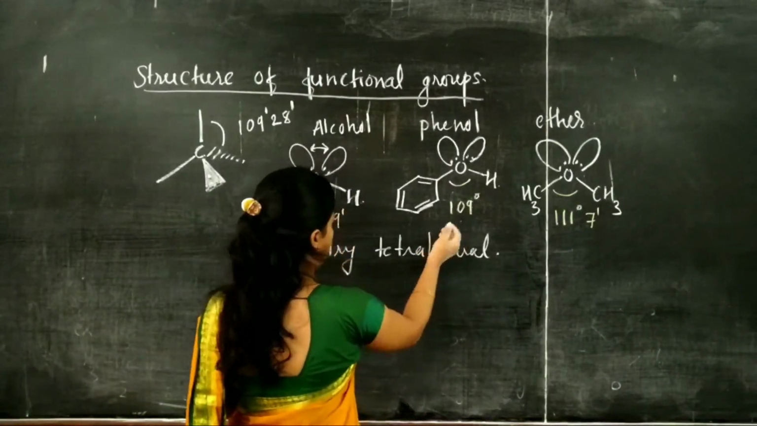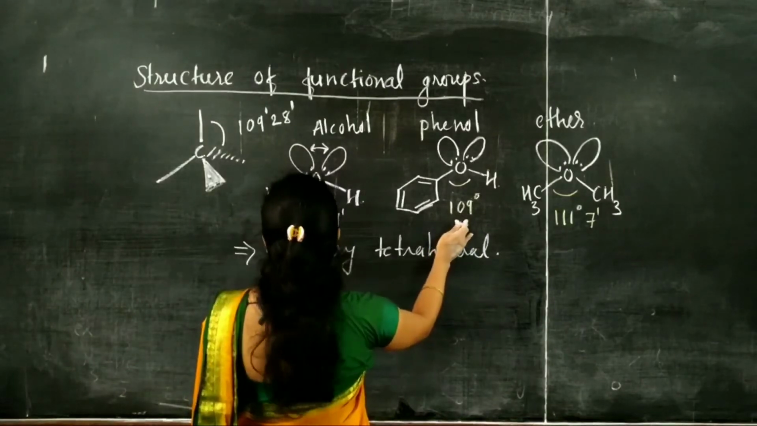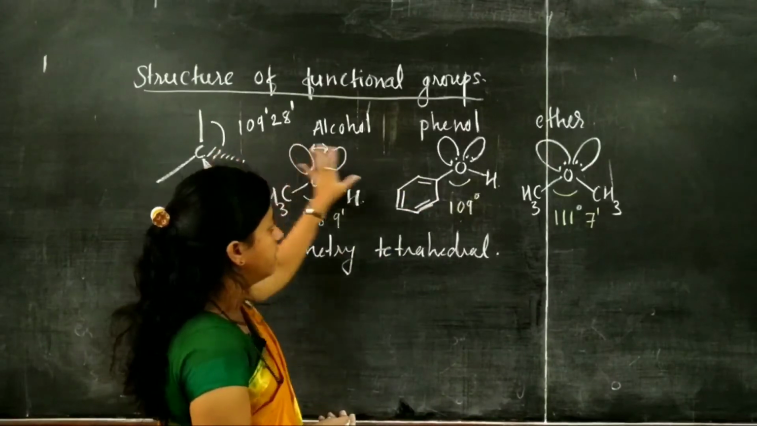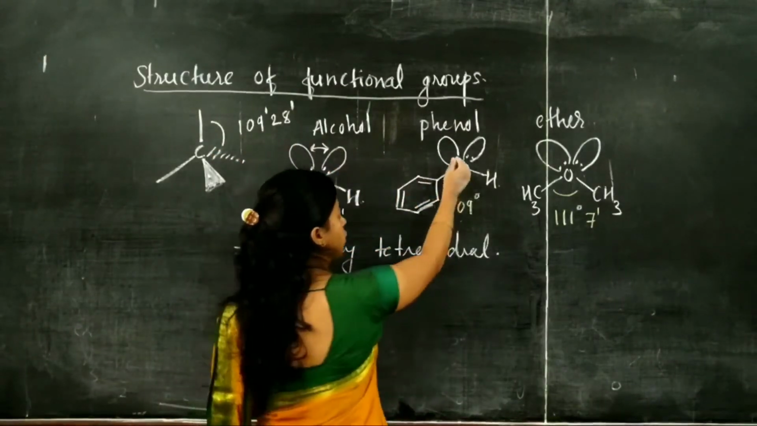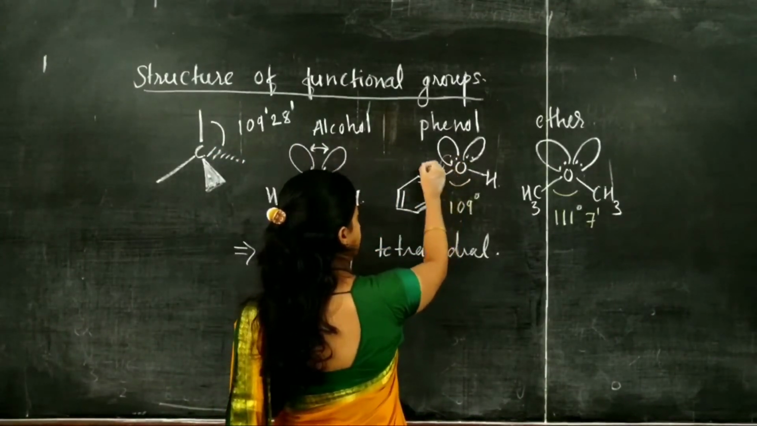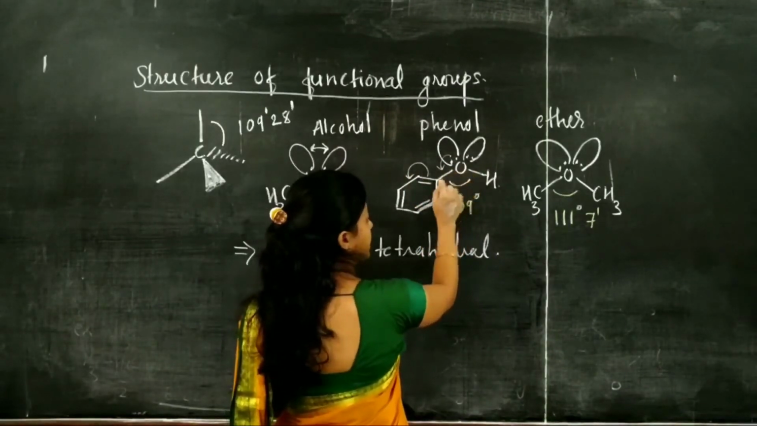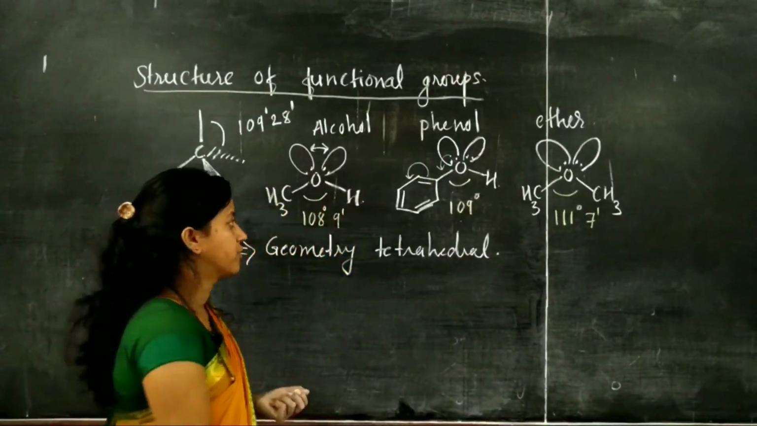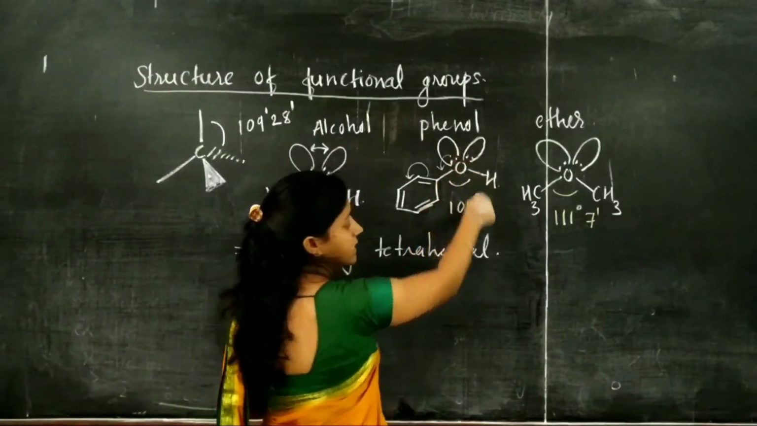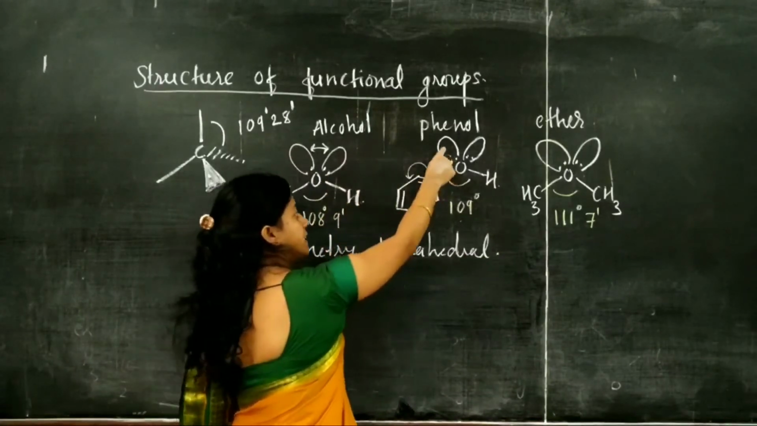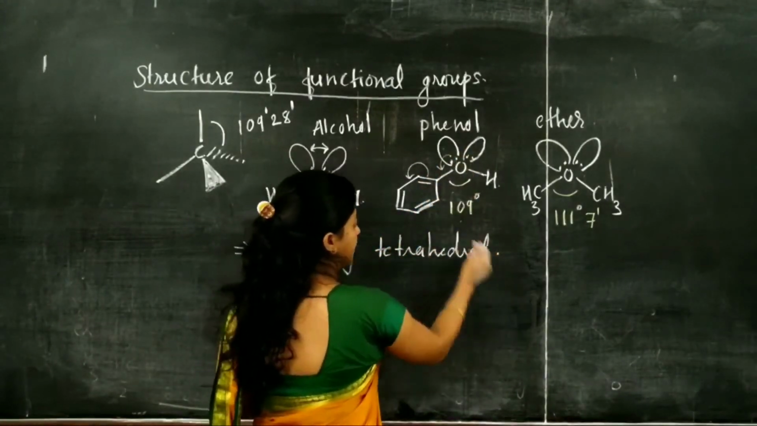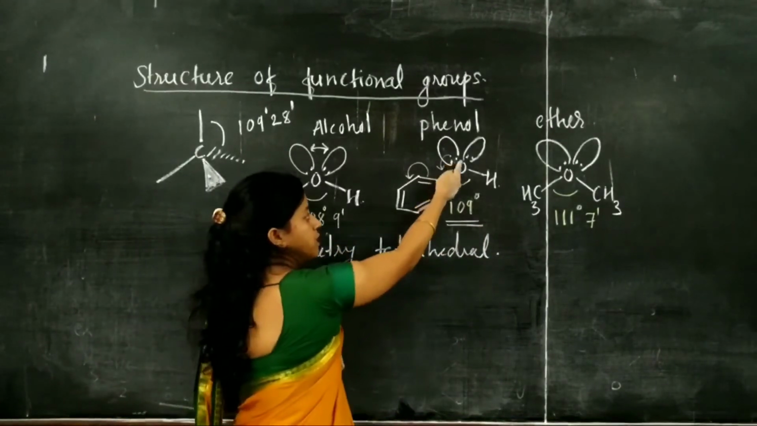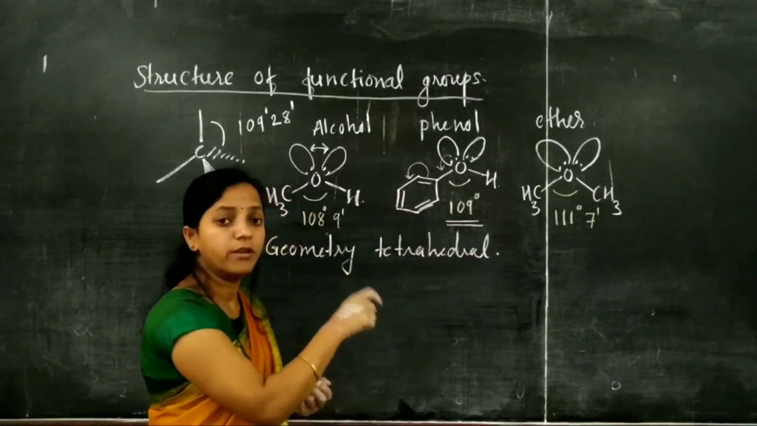In case of phenol, it is 109 degree. So it is actually similar to tetrahedral, but because one of the lone pairs is involved in the resonance, this C-O bond will have a double bonded character, and because of that there is less repulsion as compared to alcohol. Because of that it is slightly more as compared to the alcohol, because lone pairs will be involved in the resonance of the benzene ring.